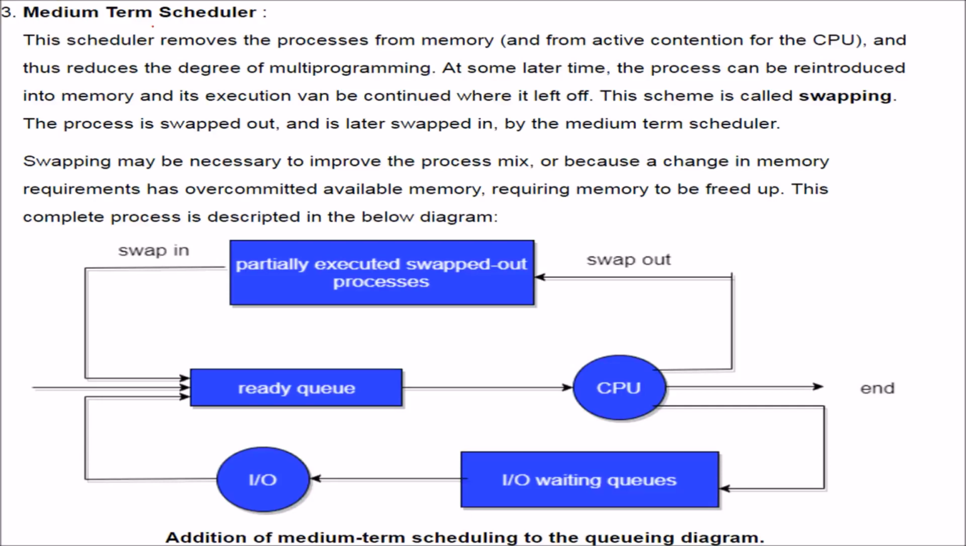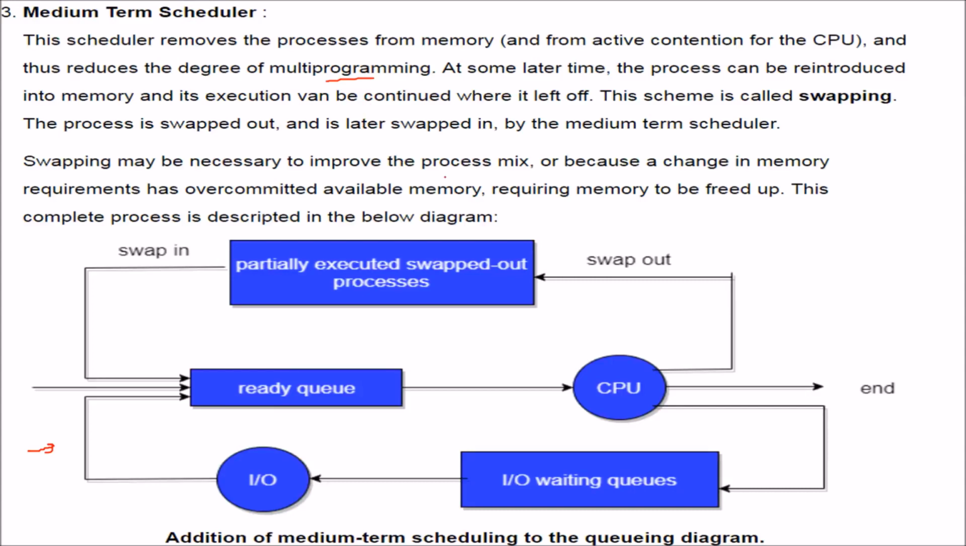Then we have the third scheduler, which is the medium-term scheduler. What it does, see, this is the diagram, please concentrate on this. This mid-term scheduler removes the process from the memory and from the contention of the CPU. That is, it reduces the degree of multi-programming.